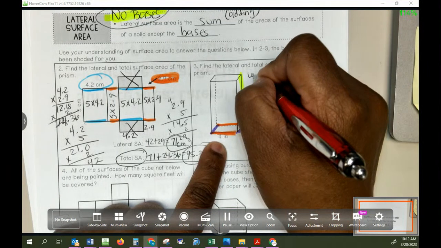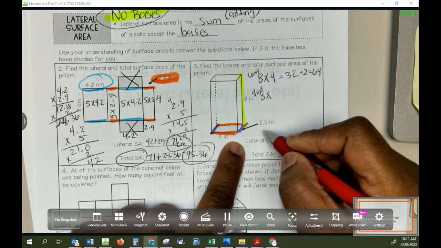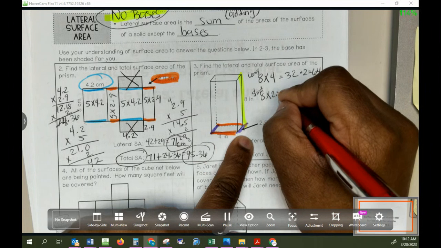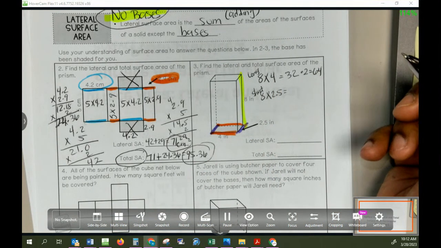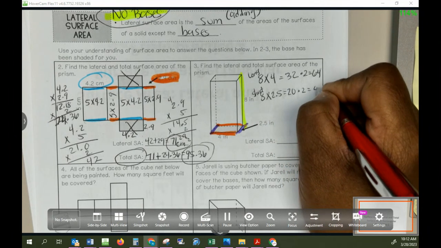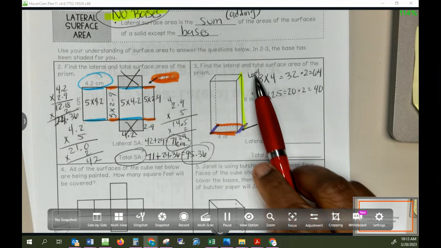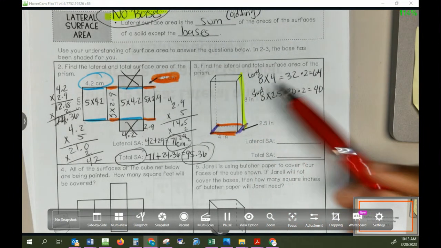So this was the long side, and now this is the short. 8 times 2.5. What's 8 times 2.5? 20. So 20 times 2 is 40. That covers all of my lateral, the long and the short.